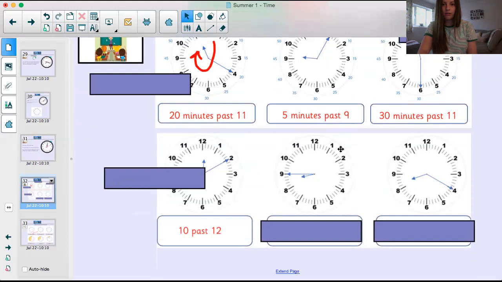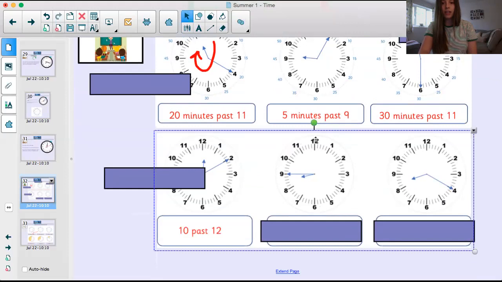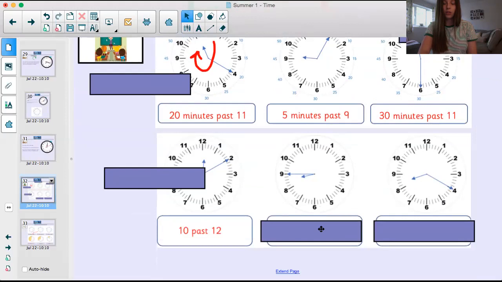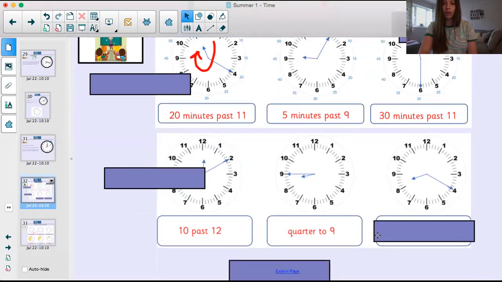Now here it's 15, 30, 45 minutes past, or you can call it 5, 10, 15 minutes to 9. Or you might call it quarter to 9 because there's a quarter of the clock left. This one, 20 past 8.